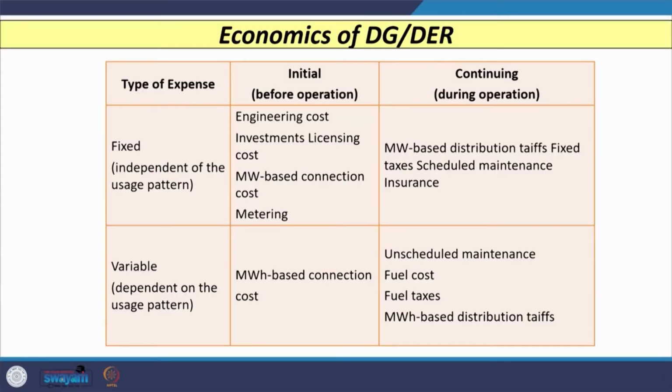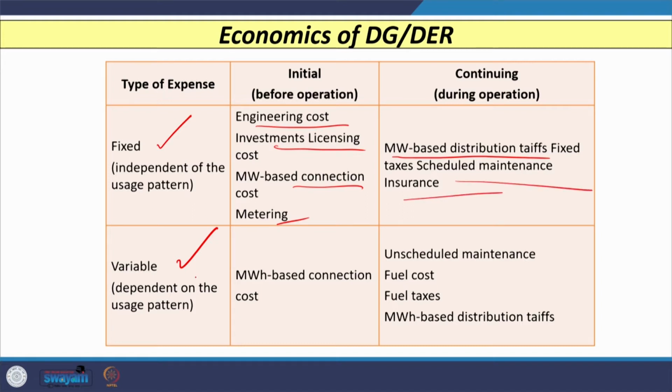If we talk about the economics of DG or DER, there are fixed costs involved and variable costs involved. For the fixed cost, the initial cost involves engineering cost, investment licensing cost, connection cost and metering cost, whereas the running cost during operation involves megawatt based distribution tariff, fixed taxes, scheduled maintenance and insurance.